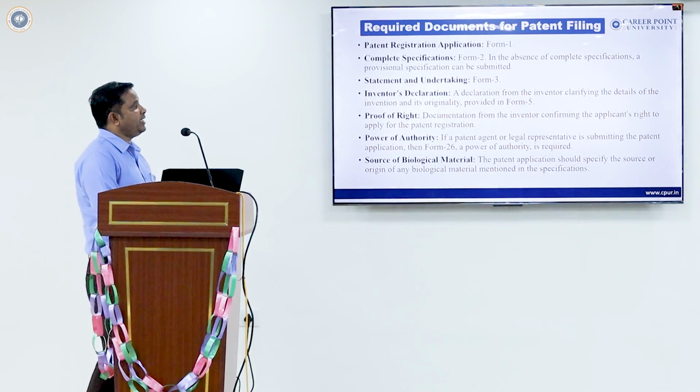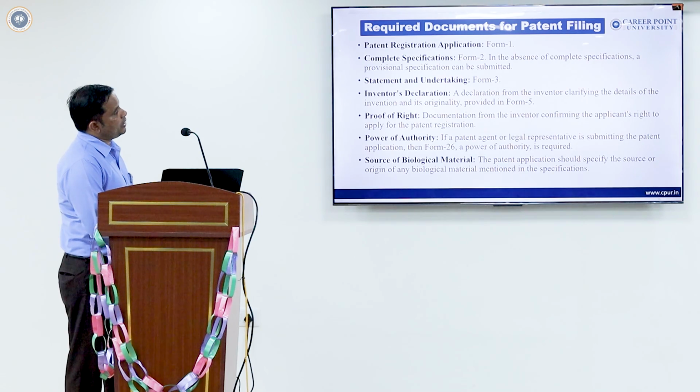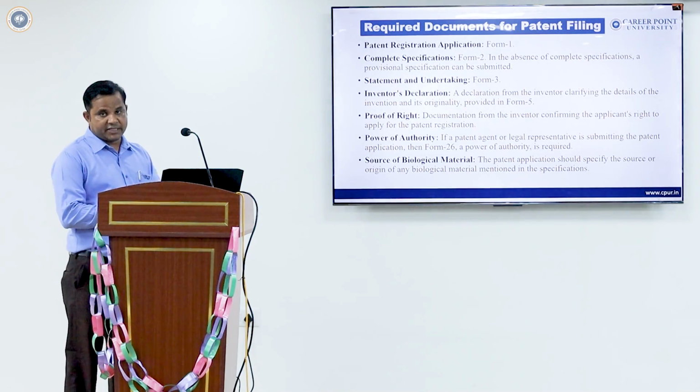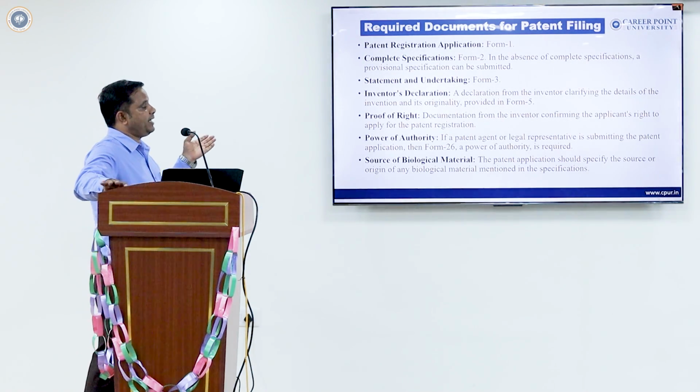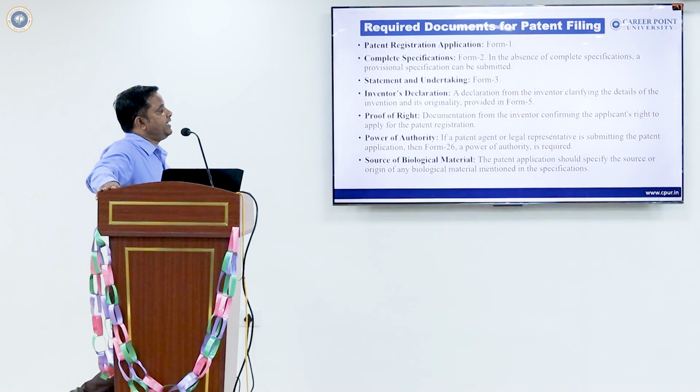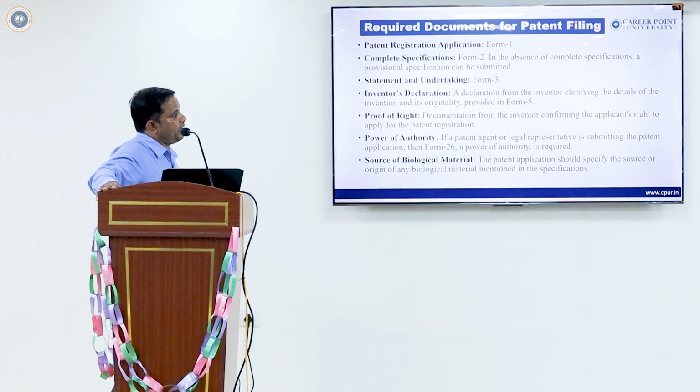Now the next one is Form 2, which is related to the complete specification and provisional specification. Once your patent draft is partially completed, then you can go with a provisional specification. Once you have done everything related to your patent, then you can go with the complete specification.